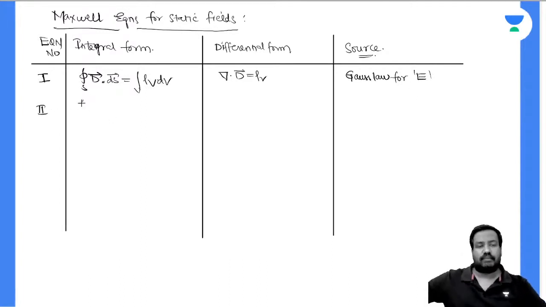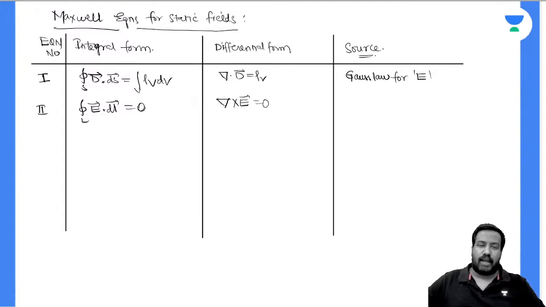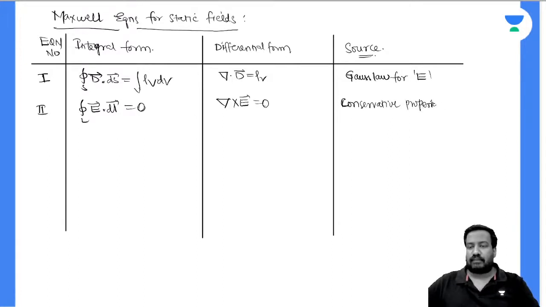Second equation, closed loop integral of E dot dl is 0. Differential form: del cross E is 0. E is an irrotational field. E is a conservative field. The source is the conservative property of the electrostatic field. The electrostatic field is conservative, it is irrotational.